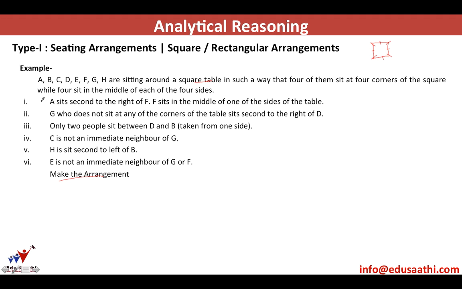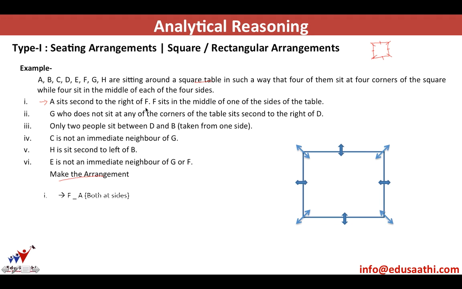So let's simplify these clues that are given to you. A sits second to the right of F. So if this is F, this is first place to the right of F, this is second place to the right of F. And the second piece of information says F sits in the middle of one of the sides of the table.